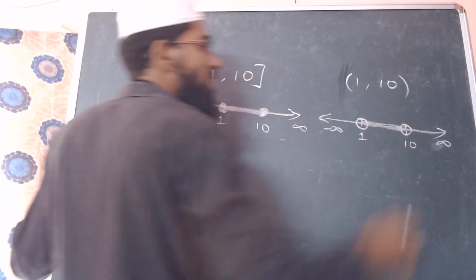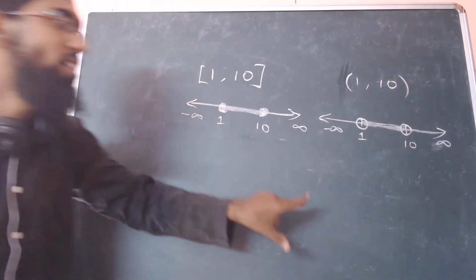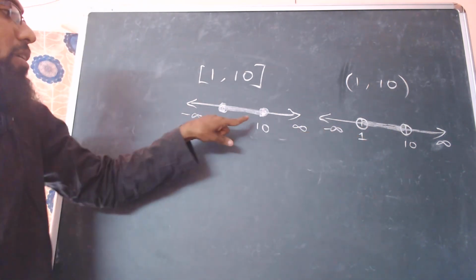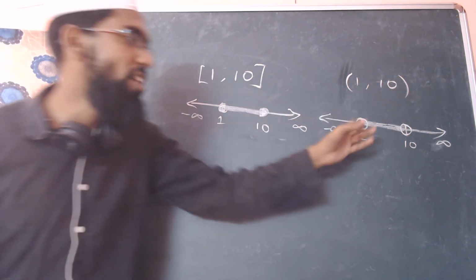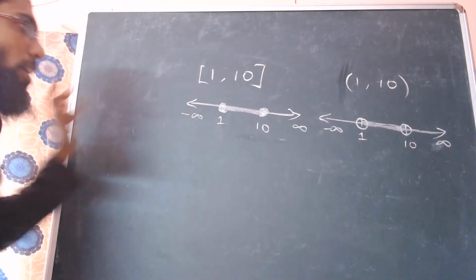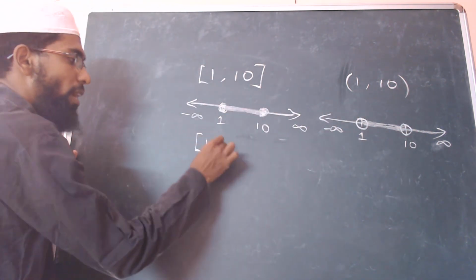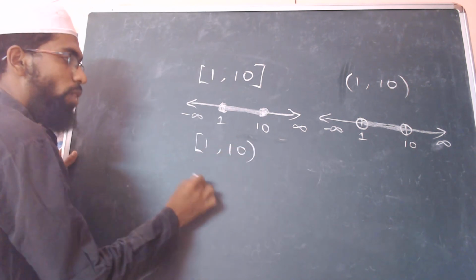Circle it, but don't color it. Don't color 1 and 10 because 1 and 10 are not here. We are coloring it because 1 and 10 are included. Here we are not coloring it. Why? Because 1 and 10 are not included. Now we'll see 1, comma 10, where 1 is included and 10 is not included.